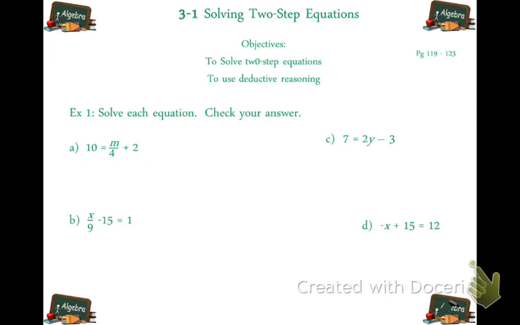Okay, B. So we're going to add or subtract from the variable. Here's your variable. So it's subtracting, so we're going to do its opposite, which is add. So x over 9 equals 1 plus 15 is 16. And then 9 is dividing. So we want to multiply.